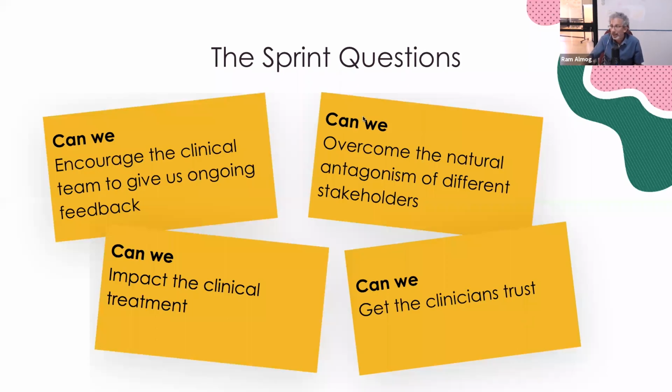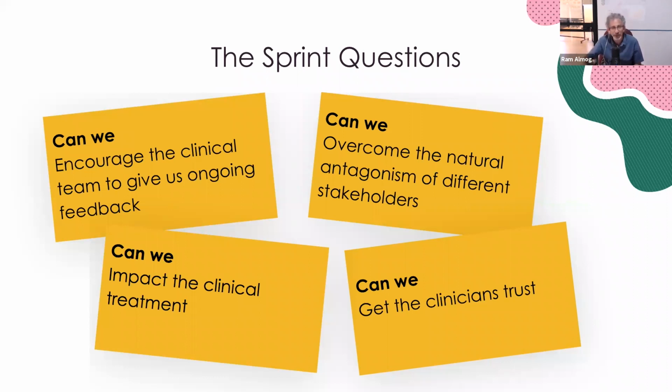So again, everybody writes 3 or 4 can we's, and then we vote on the top 3, and then Natalie decides on the top can we's. Here I was a little lax. Usually we ask for 3 sprint questions, but here we asked for 4. By the way, if you have any questions, just put them in the chat, and I can answer as we go, or we can answer them later in the Q&A session.